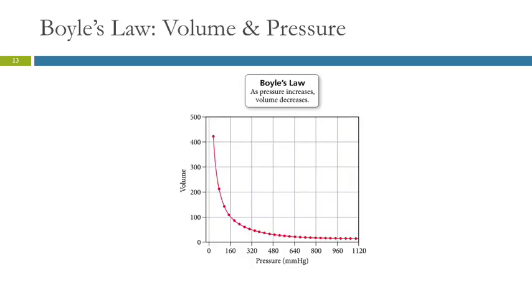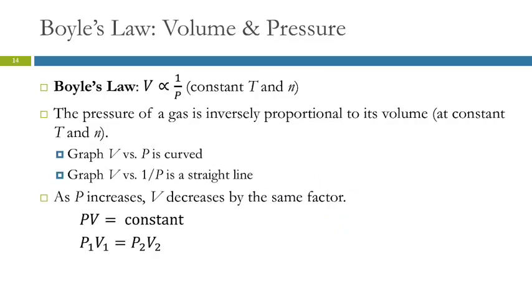Okay, so that's a nice curve. We like straight lines, though, because we can make an equation for the line. So Boyle's law, very simply stated, is this: the volume is proportional to 1 over the pressure. And that's provided that you keep the temperature constant and you keep the amount of gas constant.